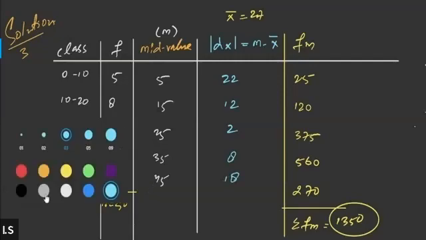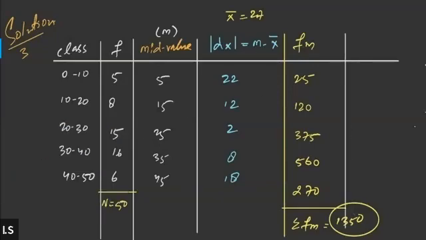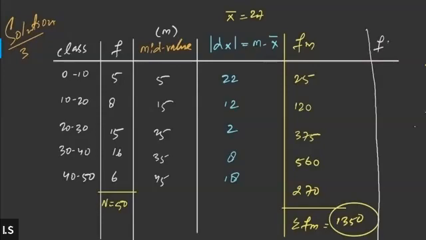Right? And after this, we have to find out sigma f dx, which will be calculated now. So f dx will be frequency into deviation, 22 into 5. So it will be 110.